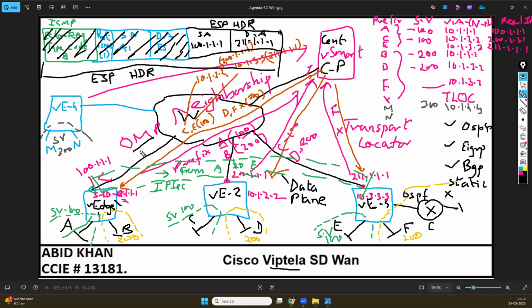OMP. And OMP is a scalable protocol like BGP. It can handle a very large number of routes because this SD-WAN solution has been created for very large deployments. So like BGP, it will have this capability. And what about BGP, what type of protocol is it? Is BGP a TCP protocol or a UDP protocol?